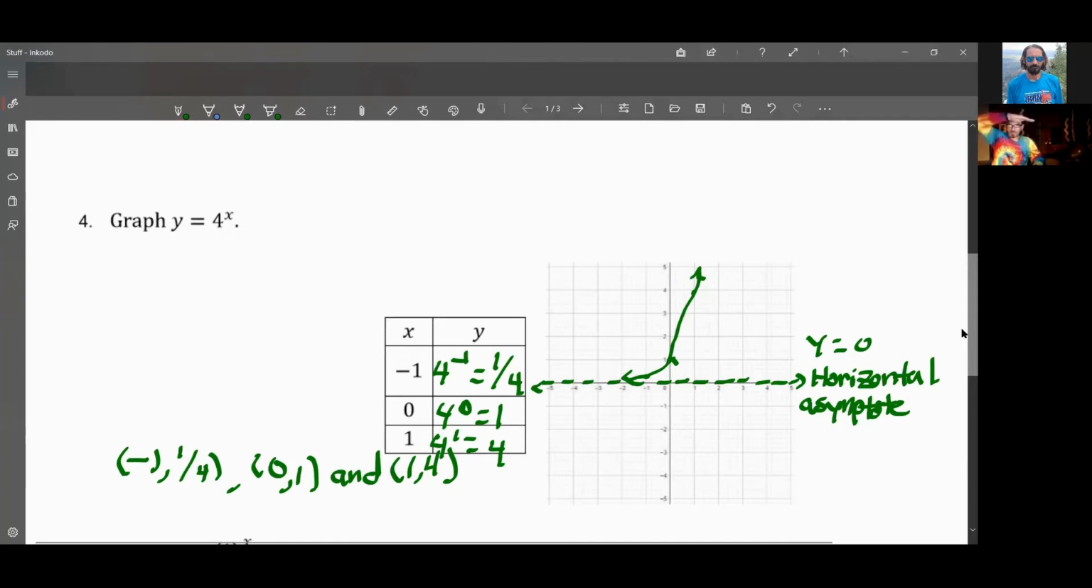So y is strictly positive, and any horizontal line is going to cross no more than once. So not only do we have a function passing the vertical line test, it's passing the horizontal line test, giving us a one-to-one function. That's going to be useful in just a bit.